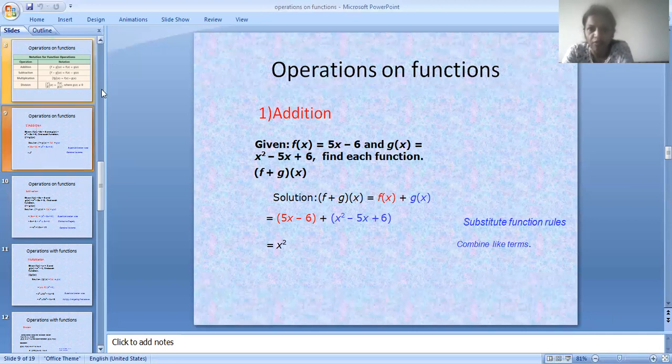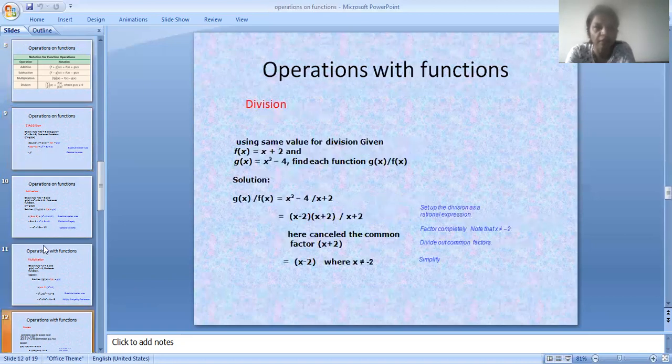Here, in the solution part, we can see the addition operation of a function, that is (f plus g)(x) is equal to f of x plus g of x. That means the value of f of x is 5x minus 6 and the value of g of x is x squared minus 5x plus 6. Here we expand by opening the bracket, and the positive and negative 5x terms cancel, and the only remaining term is x squared.